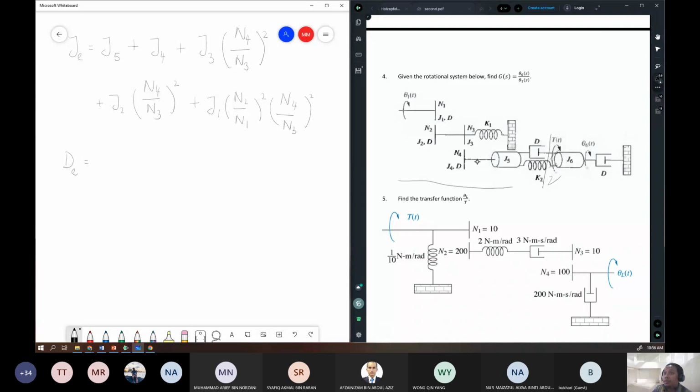So the new damper D equivalent equals D. So the D is this D. Okay, this D you don't have to transfer because it's already on the shaft J5 or on the gear N4. So you have to transfer this D. So to transfer this D, you have to multiply (N4 over N3) squared. So plus D times (N4 over N3) squared. And then you have one more D here on J1. So here again, similar to shaft J1, you have to multiply by 2 gear ratios.